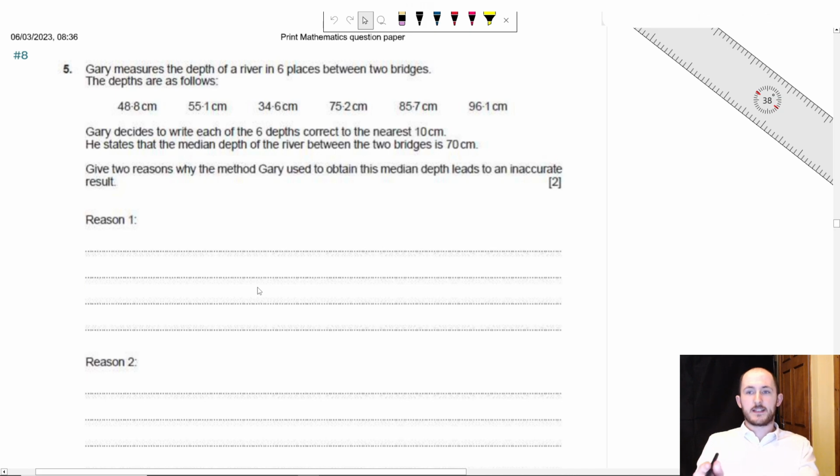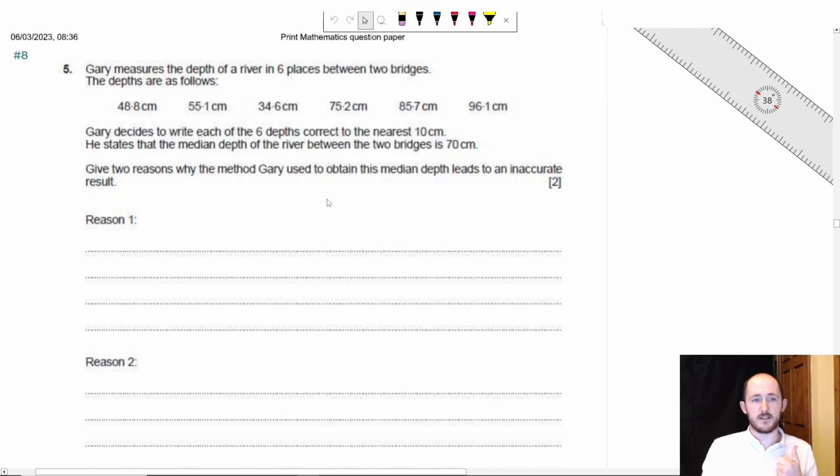Ooh, okay, this is really good too. Really good question, because again, it compares the mean, median, and mode. So Gary measures the depth of a river in 6 places between 2 bridges. So we have 48.8, 55, 34, 75, and so on. And Gary decides to write each of the 6 depths correct to the nearest 10 centimetres. And then he says that the median is 70 centimetres. So give 2 reasons why his method is inaccurate.